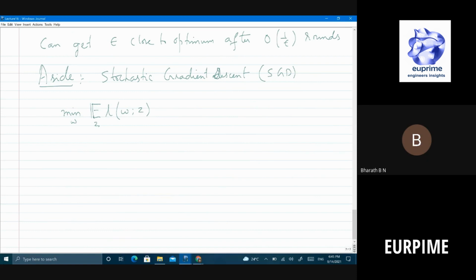This is a true average. Well, if I knew this true average, there is no scope for machine learning, right? You already know the answer pretty much. But what happens is you don't know the true expected value.